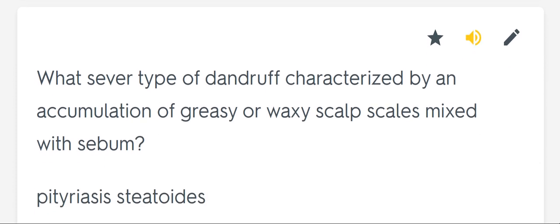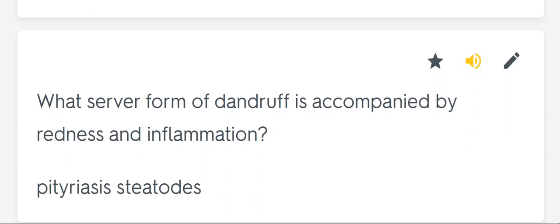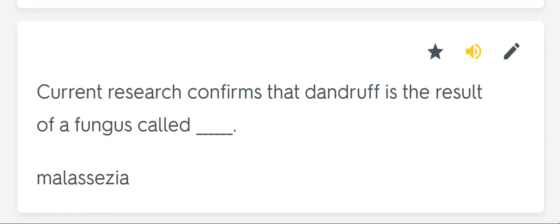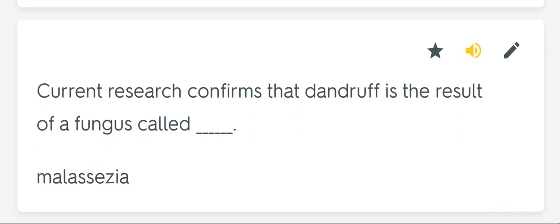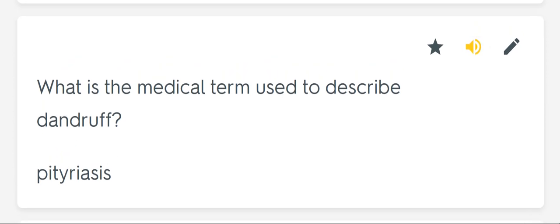What severe type of dandruff is characterized by an accumulation of greasy or waxy scalp scales mixed with sebum? Pityriasis steatoides. What severe form of dandruff is accompanied by redness and inflammation? Pityriasis steatoides. Current research confirms that dandruff is a result of a fungus called Malassezia. What is the medical term used to describe dandruff? Pityriasis.